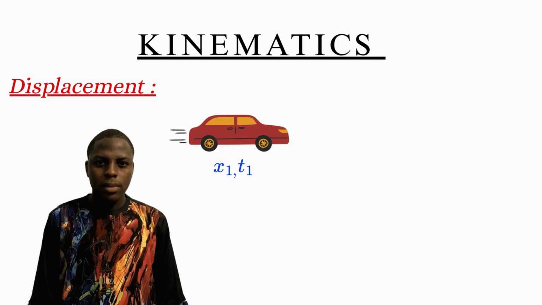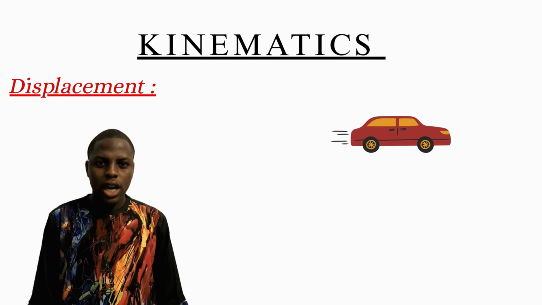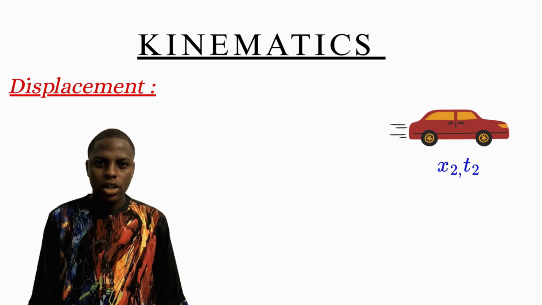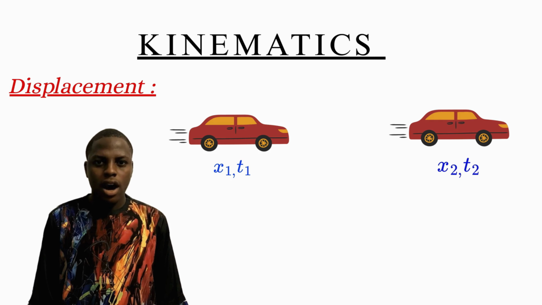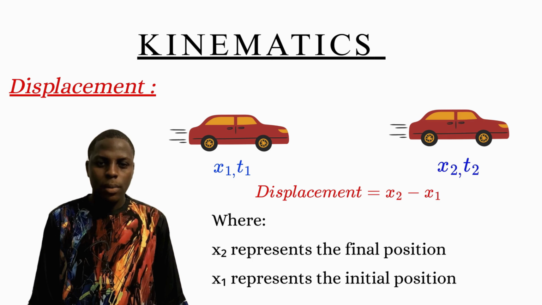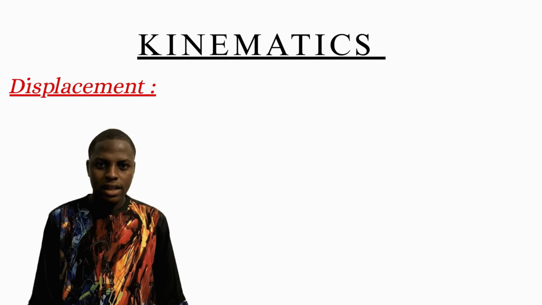Suppose a car is at position x1 at time t1, and later moves to position x2 at time t2. The displacement of the car is given by the expression x2 minus x1. Here, x2 represents the final position, and x1 represents the initial position. This formula applies whether the object is moving forward or backward along the x-axis.